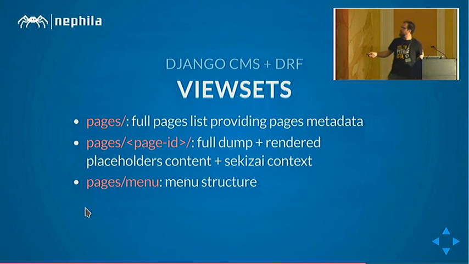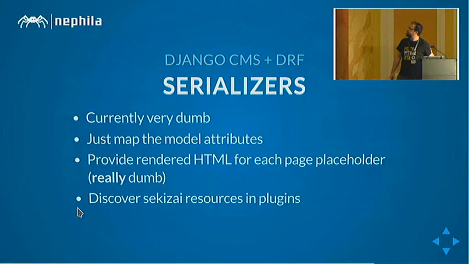The API has only these 3 endpoints: one that provides the full list of pages with basic page metadata; an endpoint for each page, which provides all the page metadata plus the rendered placeholders content, which is not really a REST thing; and then the menu, which provides the list of pages in a menu structure, which is a bit different than just a list of the pages.